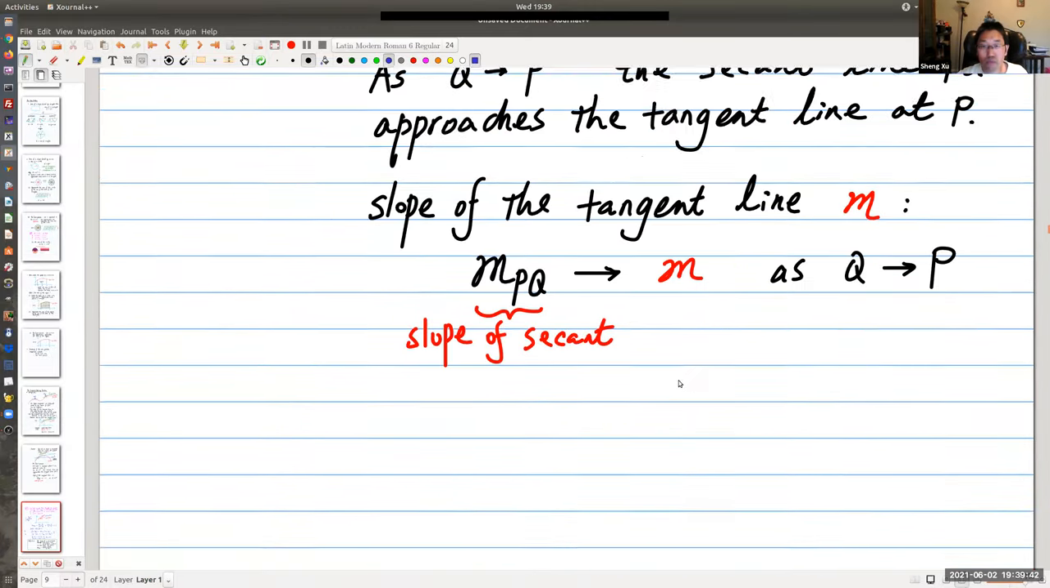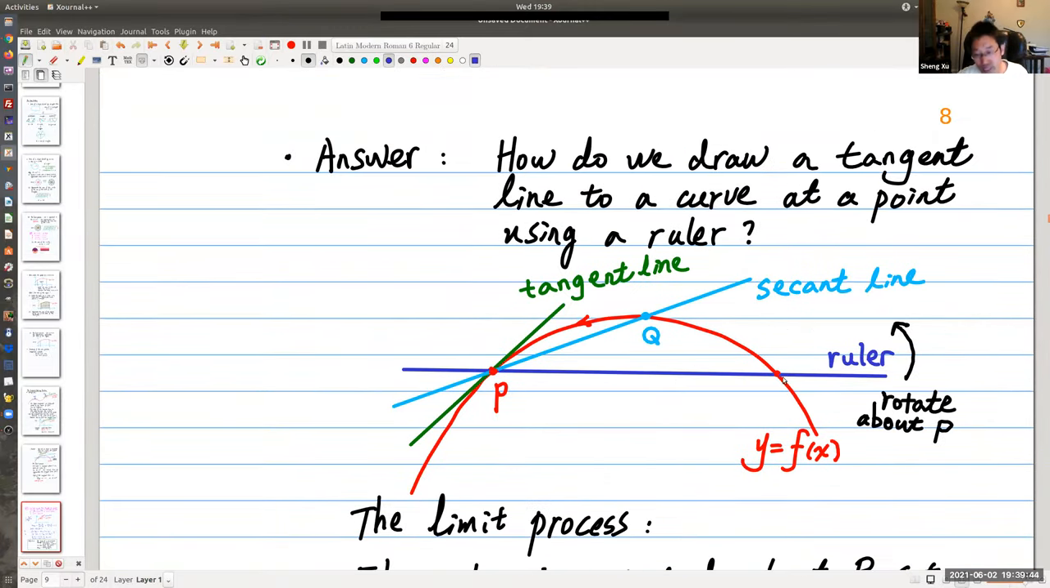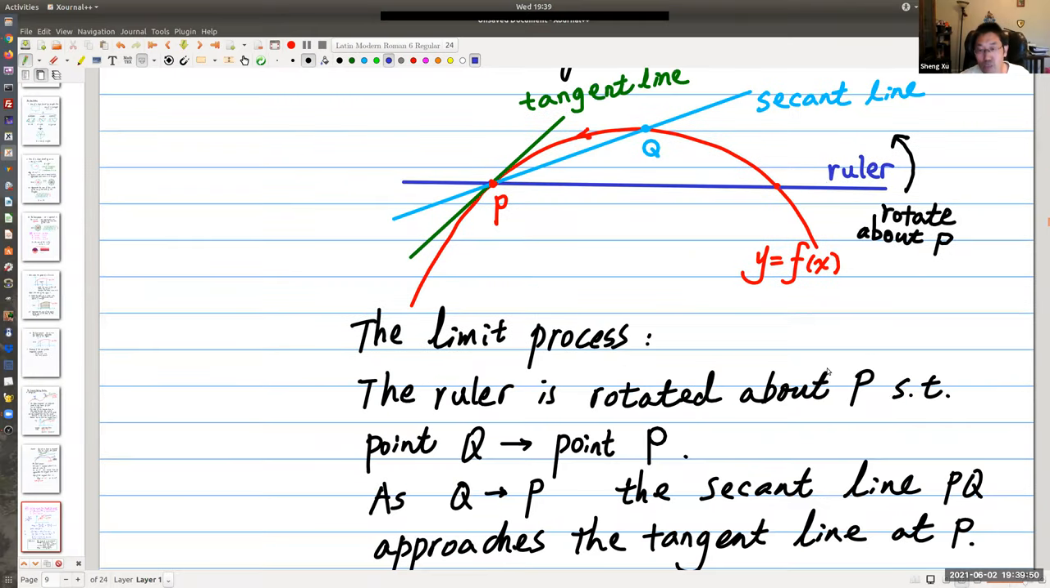Remember this process here. I can draw a second line. Then I let that second point Q approach P. So that's what I'm going to do.